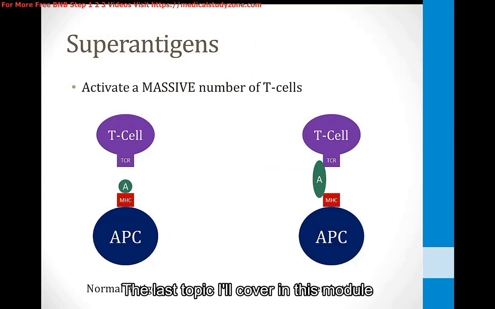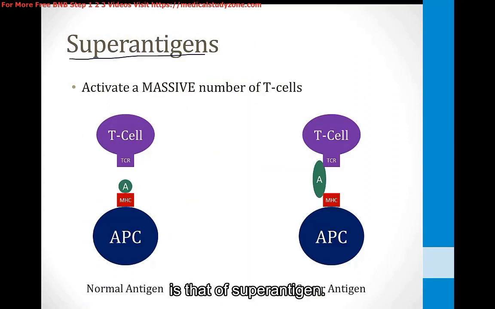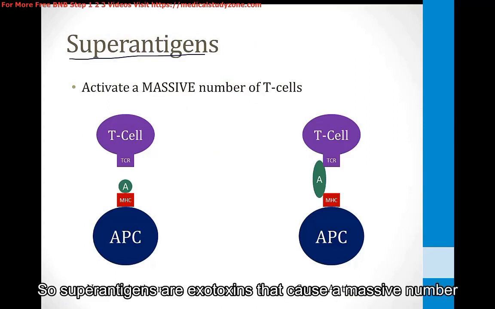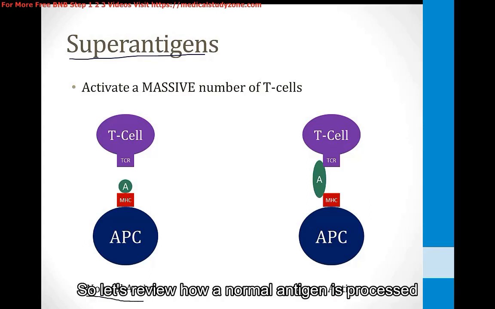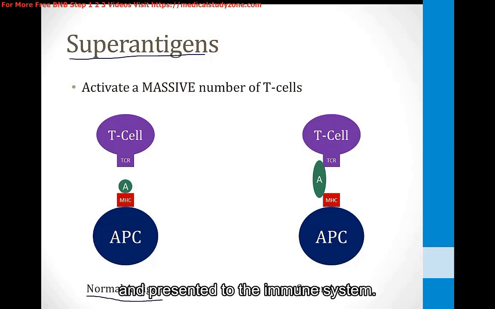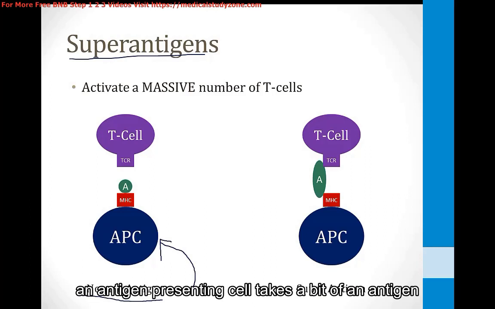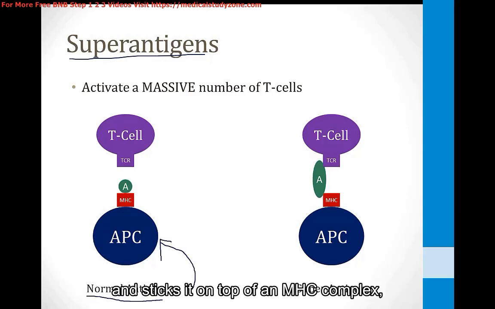The last topic I'll cover in this module is that of superantigens. So superantigens are exotoxins that cause a massive number of T cells to be activated. So let's review how a normal antigen is processed and presented to the immune system. So normally, an antigen presenting cell takes a bit of an antigen and sticks it on top of an MHC complex, and then that triggers a T cell receptor and activation of a single T cell.